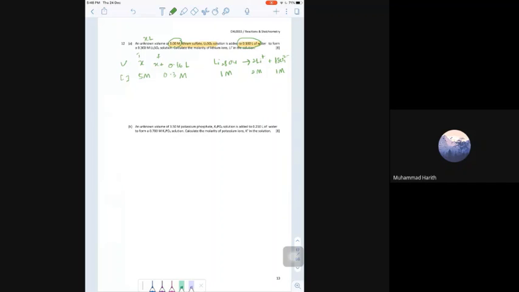So if you have to calculate the molarity of the Li plus in the solution that has 0.3 molar of lithium sulfate, so kalau 0.3 molar, maksudnya it will be 0.6 molar lah. That's the answer.